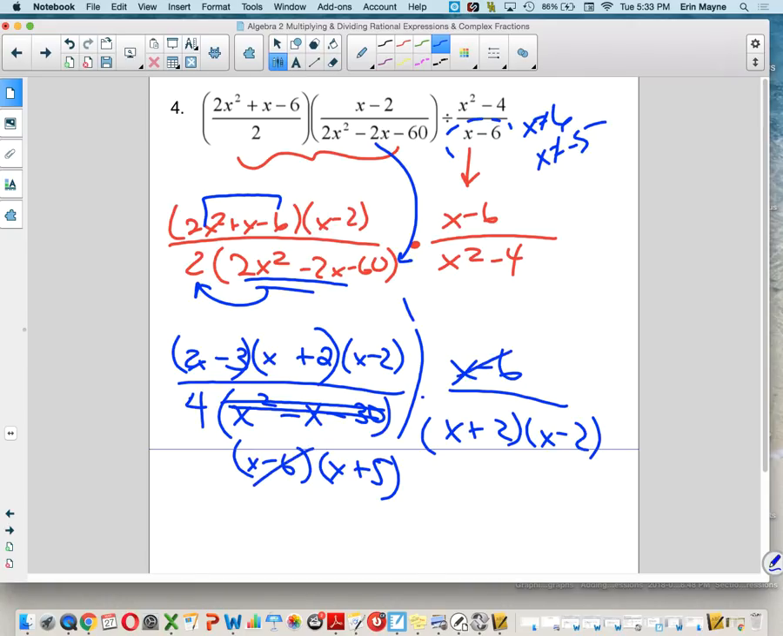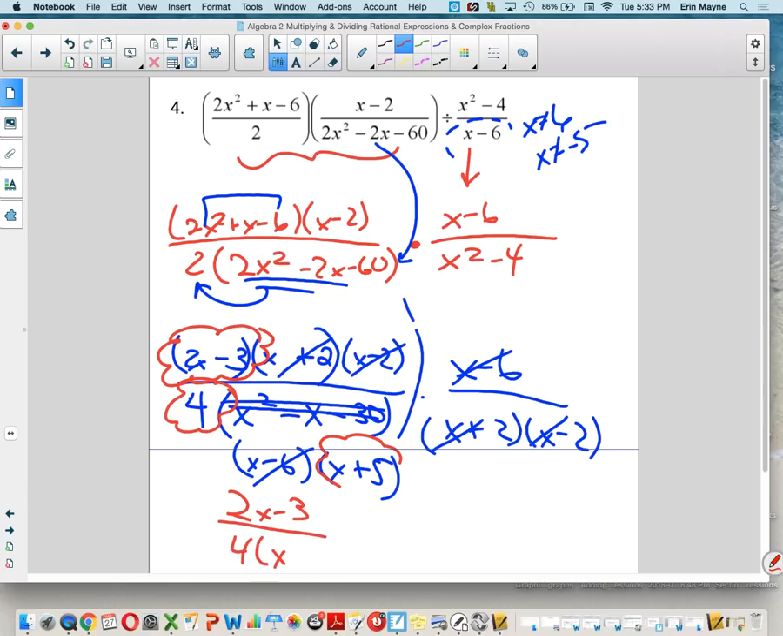X minus 6's cancel. I've got x plus 2, x minus 2 that cancels. And I also just like to circle what's left. So I've got a nice 2x minus 3 here. I've got a 4. And I've got an x plus 5. So I've got 2x minus 3 all over 4 times x plus 5.